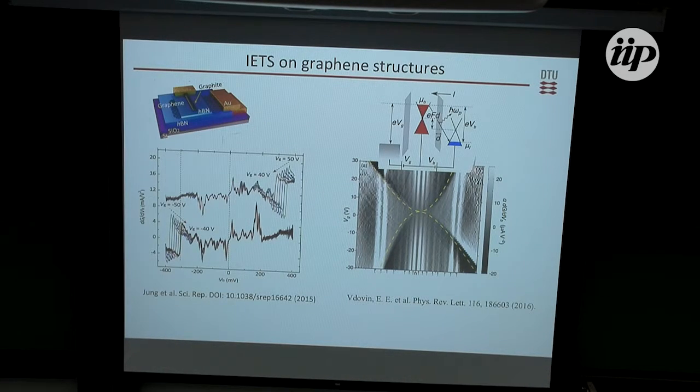These days there are experiments coming out looking at these same effects, this inelastic spectroscopy, on graphene structures, for instance graphene between hexagonal boron nitride, so a kind of vertical transport, and you see very nice spectra. This is something we're working on at the moment. I will not go much into that.